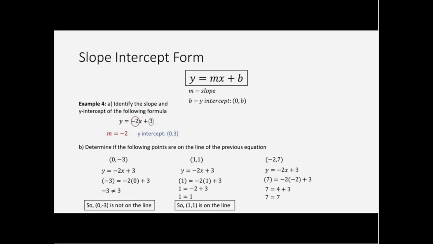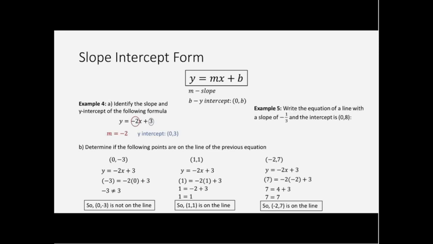So these are individual tests. We're not testing for slope or average rate of change or linearity or anything like that. We're just taking this equation, y is equal to negative 2x plus 3, and plugging in points to see if that's actually on that equation of a line.